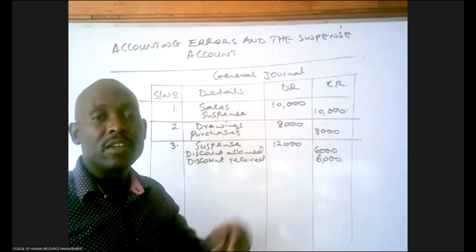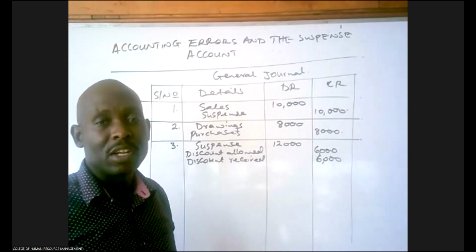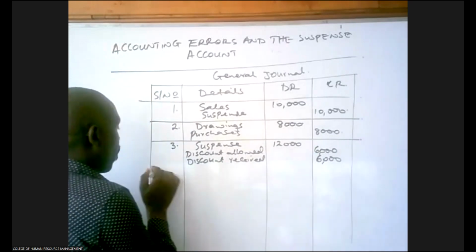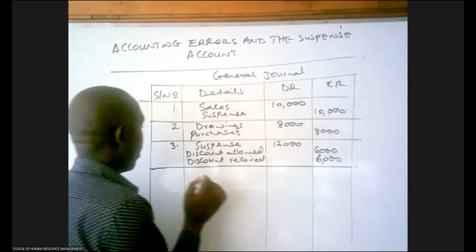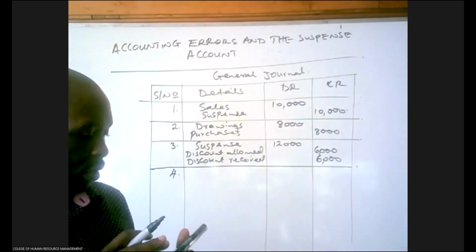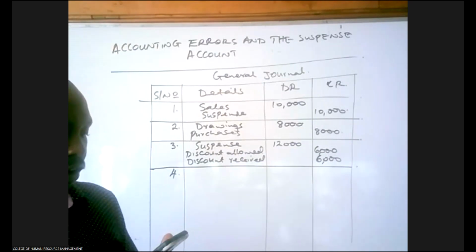Remember, the journal entries are prepared on the basis of double entry. The amount that is credited should always be the same as the amount debited. So that one is sorted like that. Number four, a payment of shillings 5,000 for carriage on sales was debited the carriage inwards account.